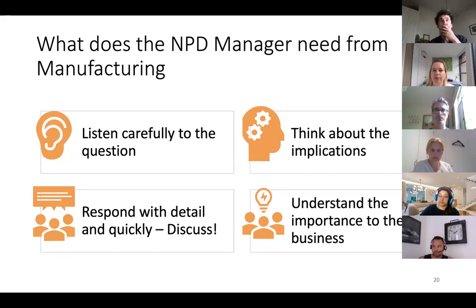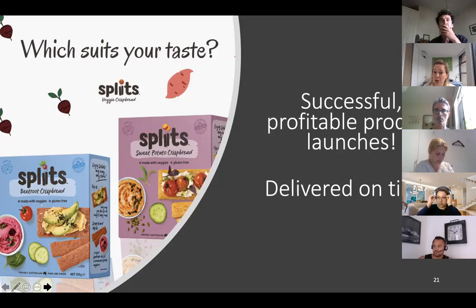And so, this is a slide that I've presented internally in the business previously. It's about listening carefully, thinking about the implications, responding with detail, and discussing and understanding the importance to the business and to the community. So people are aware and really thinking about what can go on. And if we can do that, we can get successful and profitable product launches delivered on time. And that's it for me.